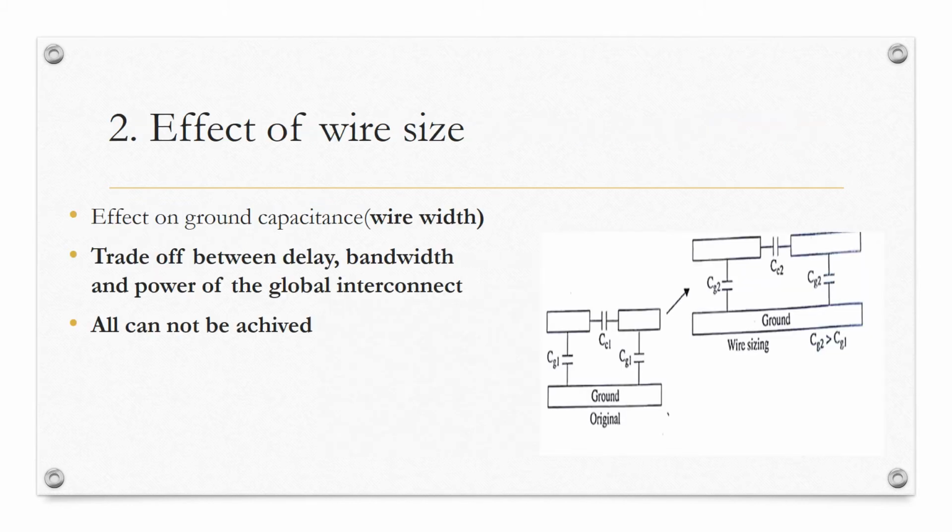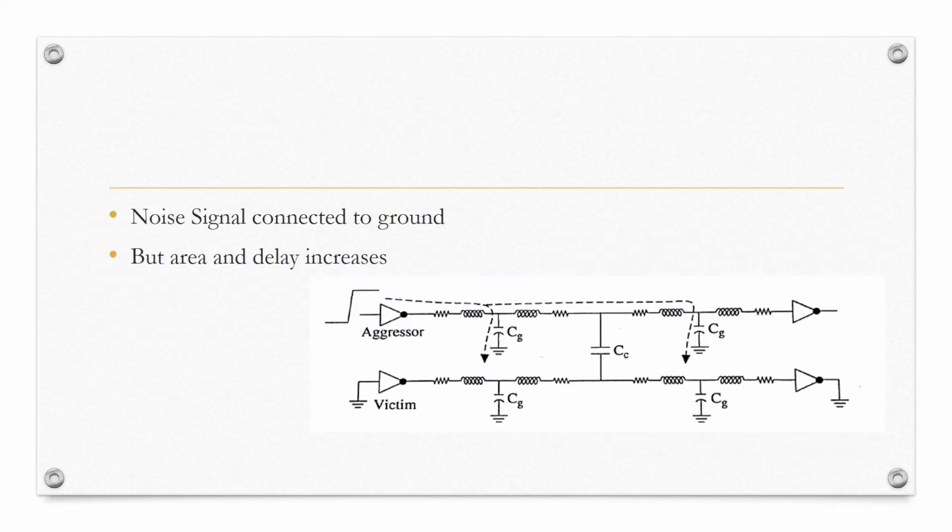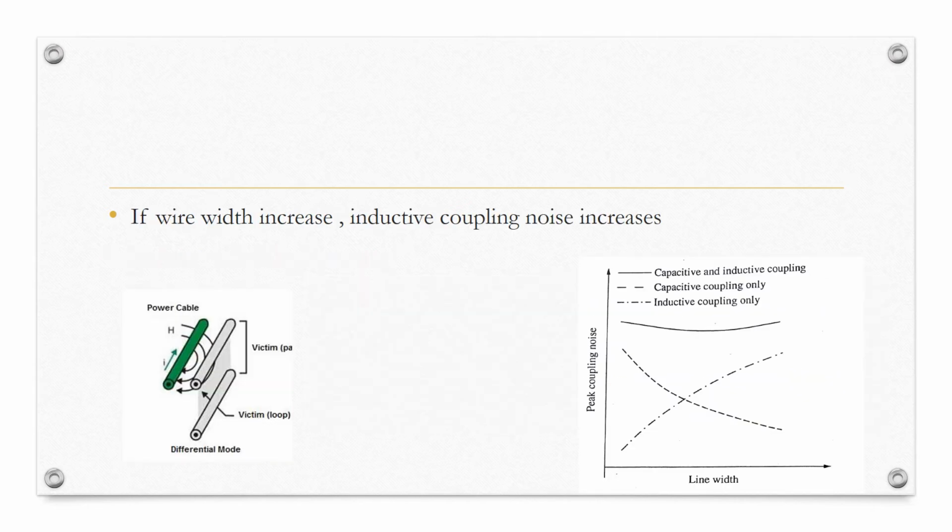Then we will see the effect of wire sizing. There is always a trade-off between delay, bandwidth, and power of the global interconnect. We'll see it in detail in the lecture. Then you can see here the coupling noise between the aggressor and the repeater. By increasing the distance between the two, we can reduce the coupling noise, but that has an adverse effect on area and delay. If wire width increases, inductive coupling noise increases, as we can see in this diagram.